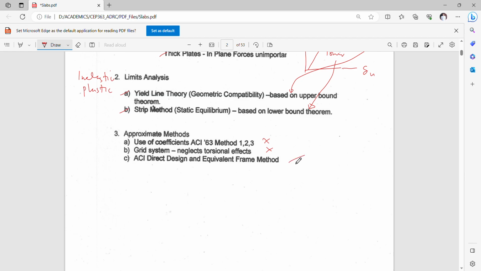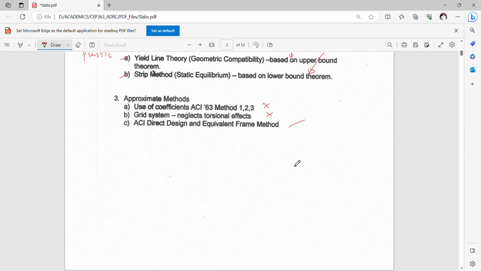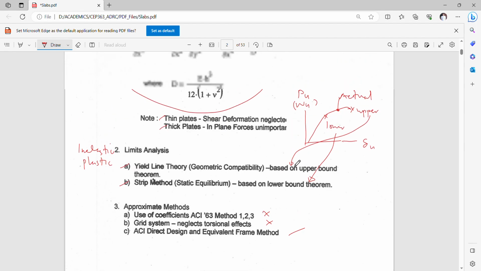Not so new but very interesting in the sense that we are able to see in a broader context how to deal with slab analysis and design. Okay, so that's it for the introduction on the two-way slab system.